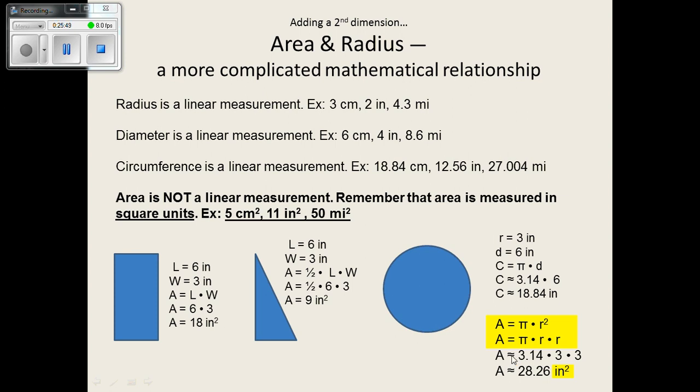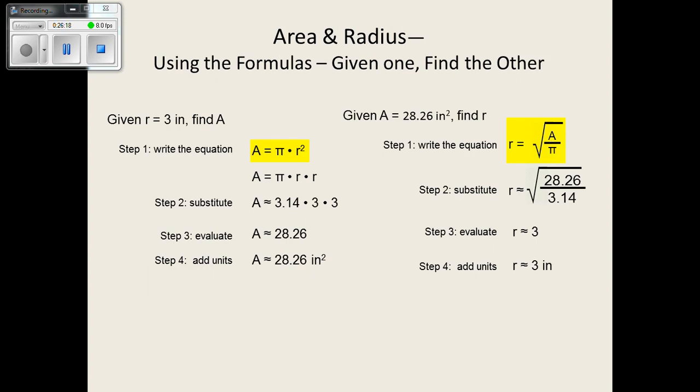Then when we show the substitution, 3.14, so we change the straight equals mark to the wavy. And then we can show I'm going to take 3.14 times 3, and then I'm going to do times 3 again. And the answer that I get is the area of this circle is approximately 28 and 26 hundredths square inches. Now let's take a look at going from one way to the other. So area and radius, using the formulas, given one, find the other.